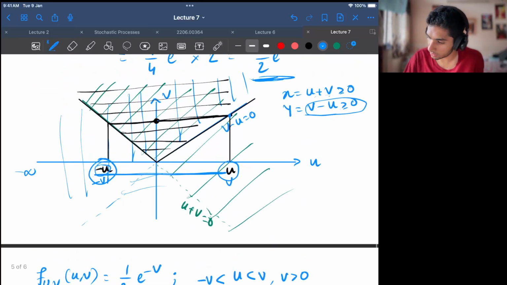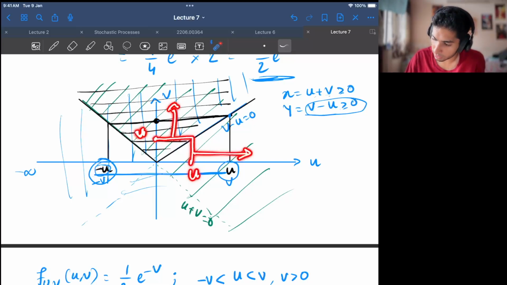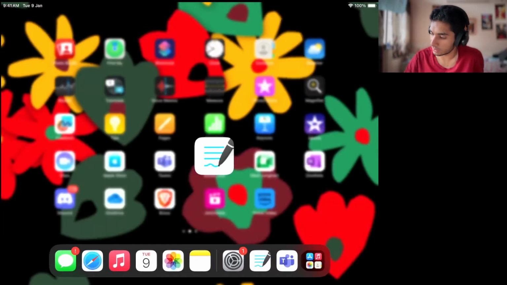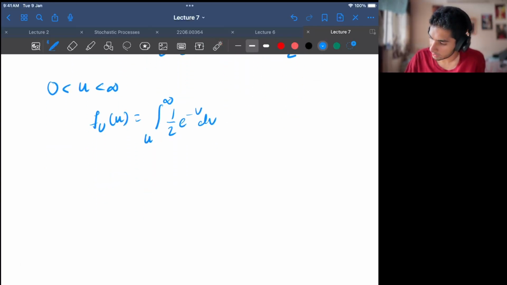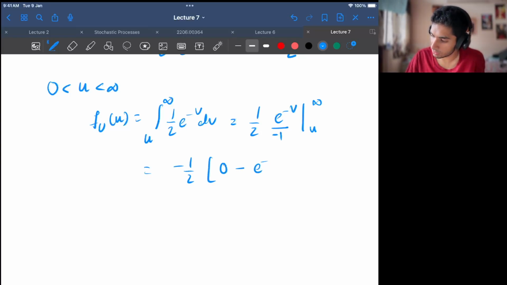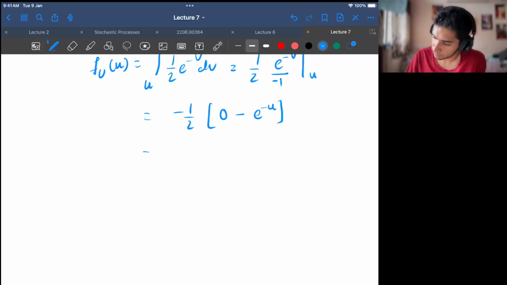So this time, if you are here at u, what is the value of v here? It is again u only, because it is the y equal to x line, right? So u is going this side, so v will go from u to plus infinity. And this thing is equal to what? 1 by 2 e raised to minus v by minus 1, going from u to infinity. This will again be minus half times 0 minus e raised to minus u, right? So this is half e raised to minus u.